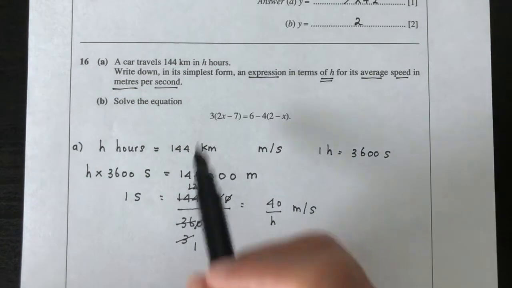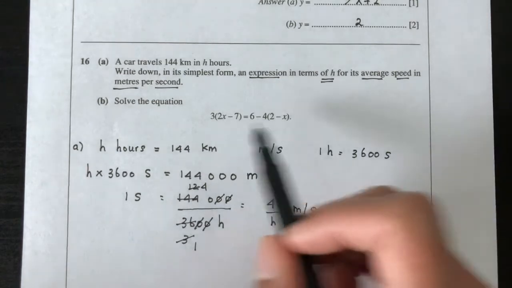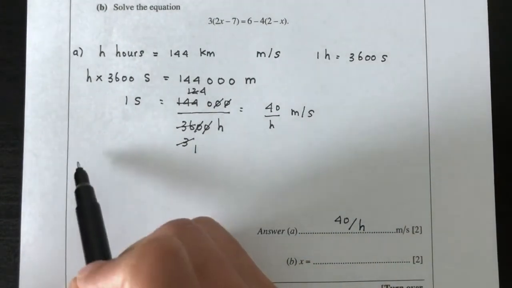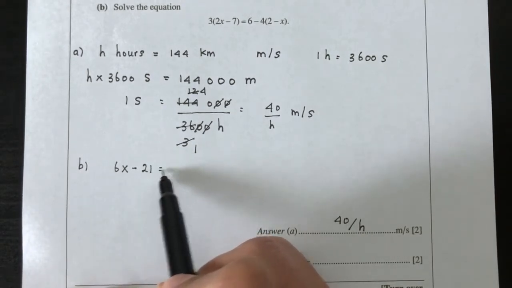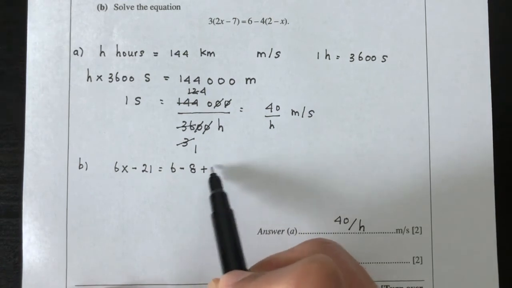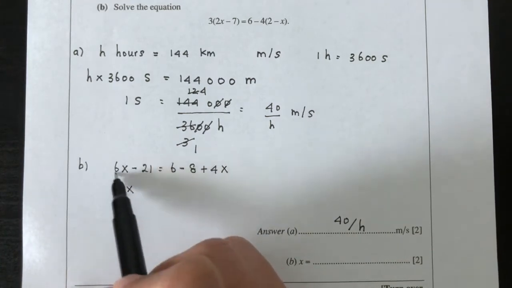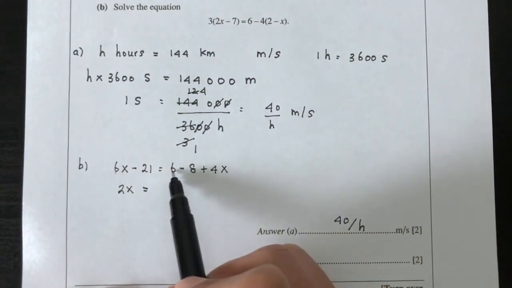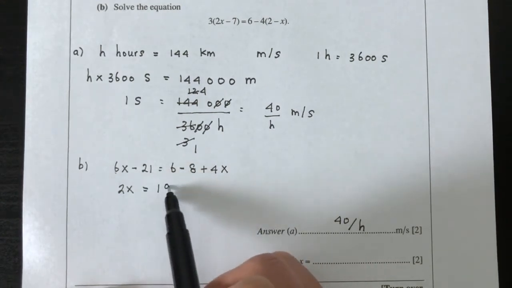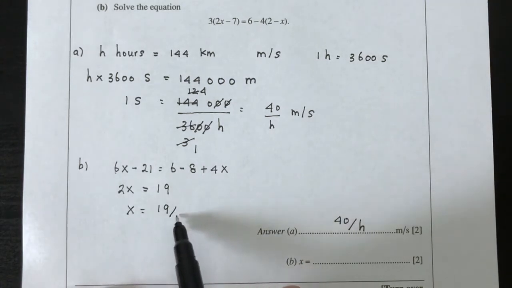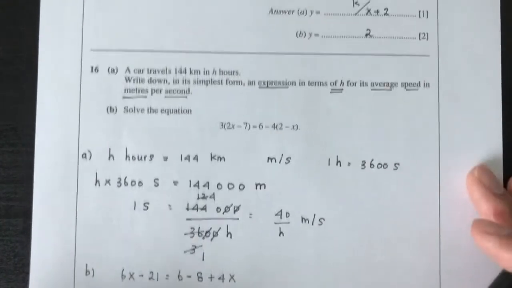Now for part B, we have to solve this equation. Solving means find the value of x for that equation. So always step by step. Let's first expand this. Expand, you will have 6x minus 21 is equal to 6 minus 8 plus 4x. Now send all the x to one side. You will have 2x here because 6 minus 4 is 2. And then 6 minus 8 will be minus 2. Minus 2 plus this will be 19. X will be 19 divided by 2. That is your value of x. That is question 16.